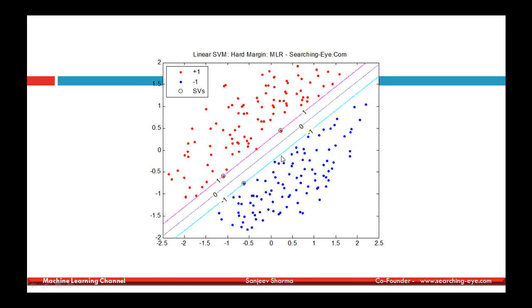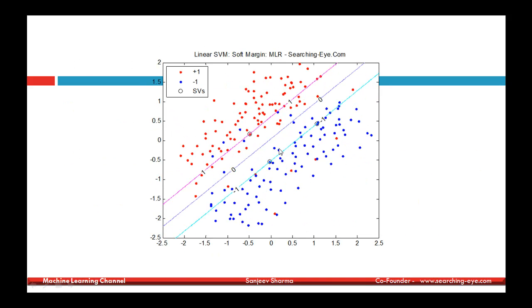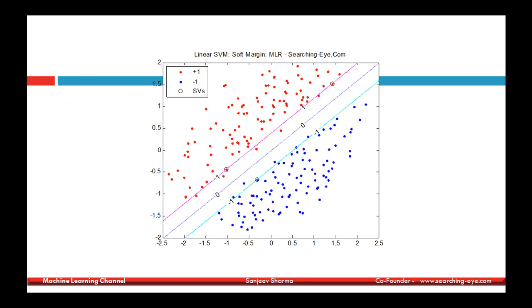This was a case for the hard margin problem, and here's a case for the soft margin problem. As we can see, the SVM allows some of the points to lie inside the margin, but it still has 100% training accuracy because all points are correctly classified. Now the points that are wrongly classified, and all the points that lie inside the margin and on the margin, are the support vectors.